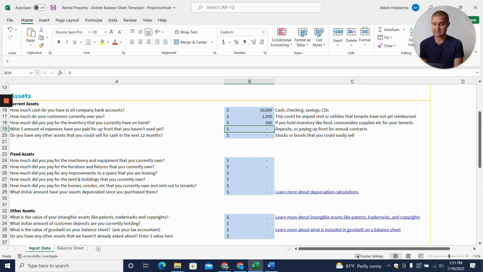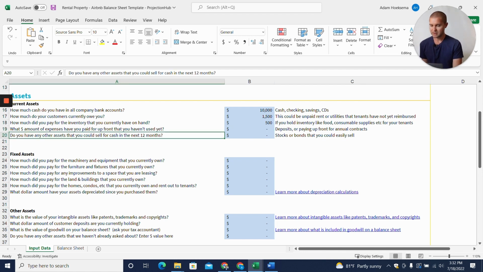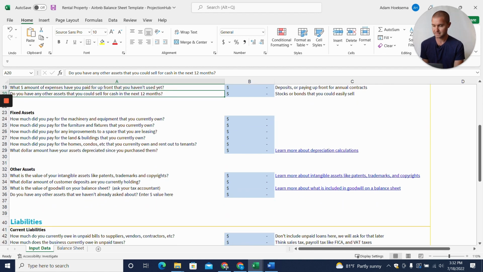And what dollar amount of expenses have you paid for up front that you haven't used yet? So this could be deposits on utilities, for example, might be a good example in your situation. But for this case, I think we're just going to leave this at 0. Do you have any other assets that you could sell for cash? So this would be stocks or bonds that you could easily sell in the next 12 months. We'll leave that at 0 as well.